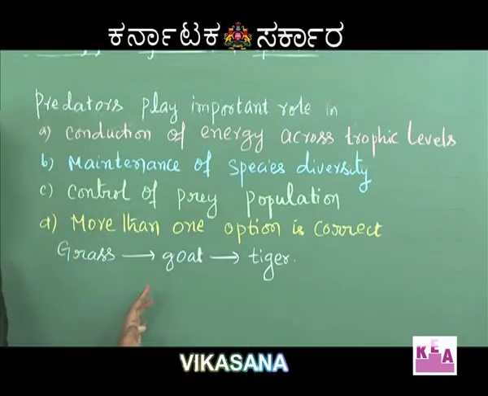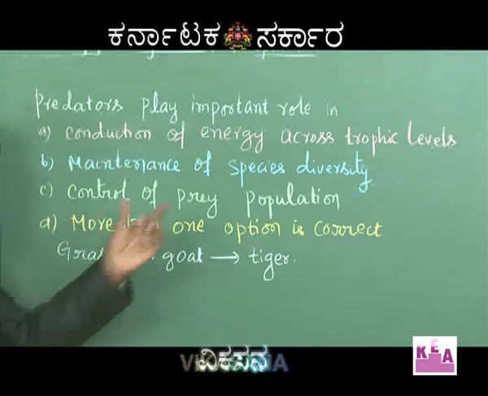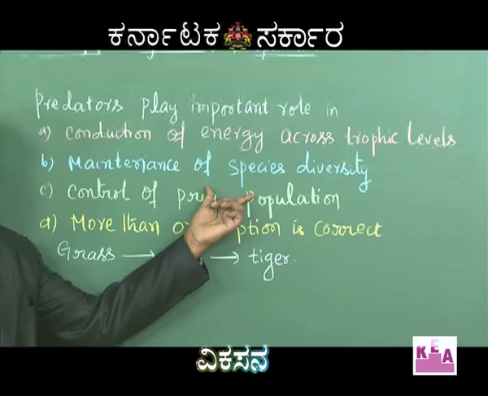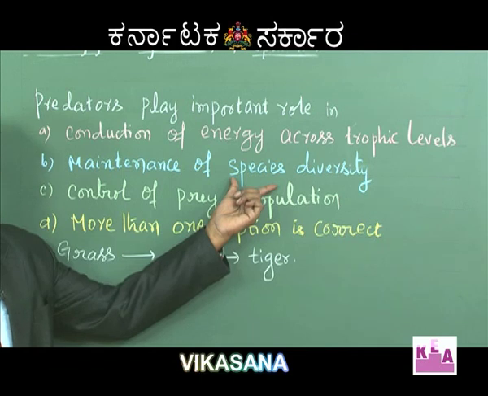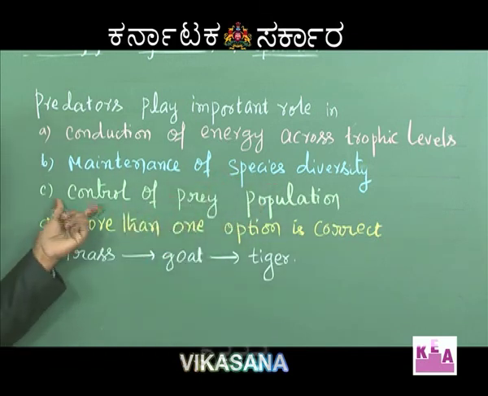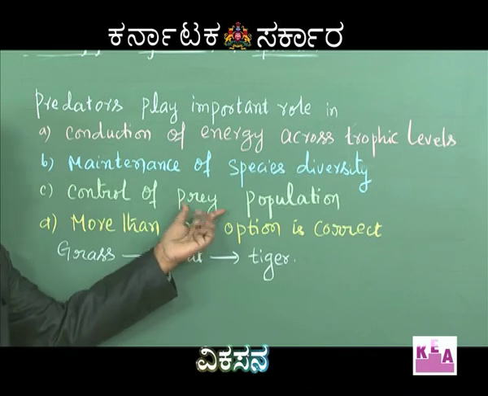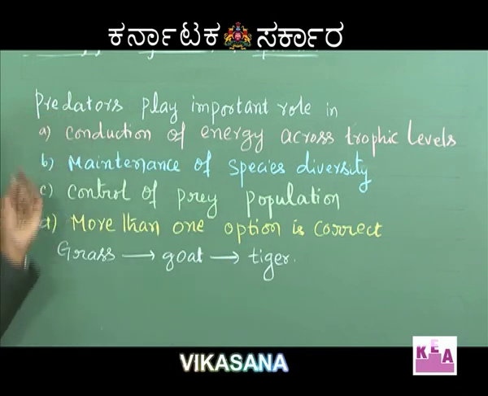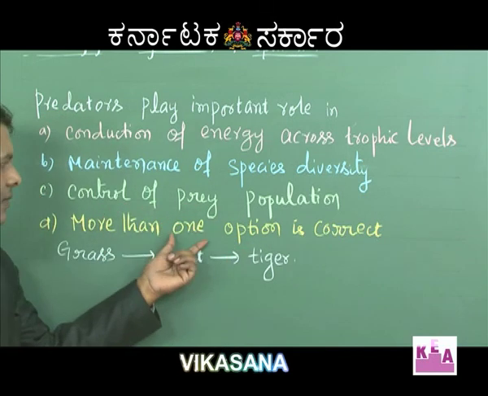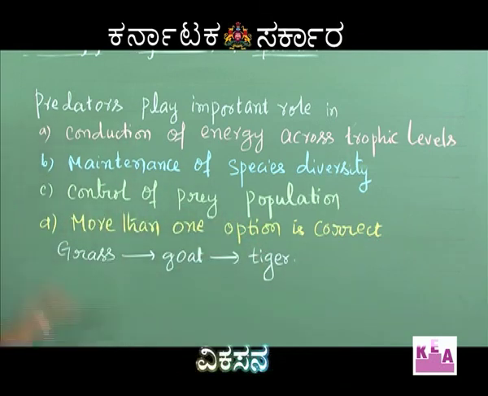When many species share the same resources, there may be competition. That competition is reduced by the predators so that species diversity is maintained in a habitat. Option C is control of prey population. When the prey population increases, that will be controlled by predators. And the fourth option is more than one option is correct. In this particular question, A, B, C, all three options are correct, and hence the correct option is D, that is more than one option is correct.